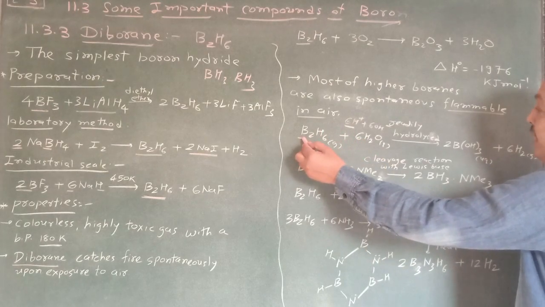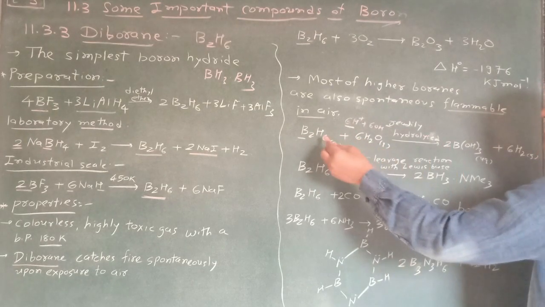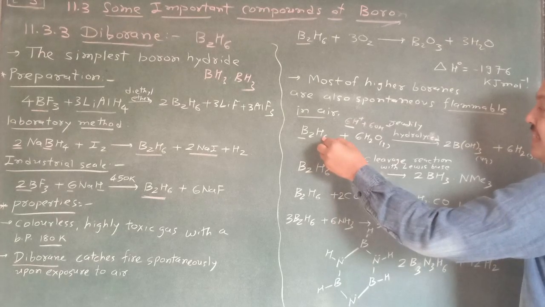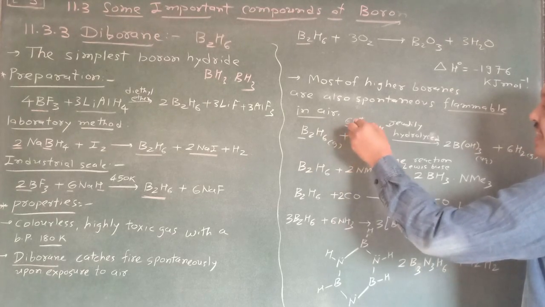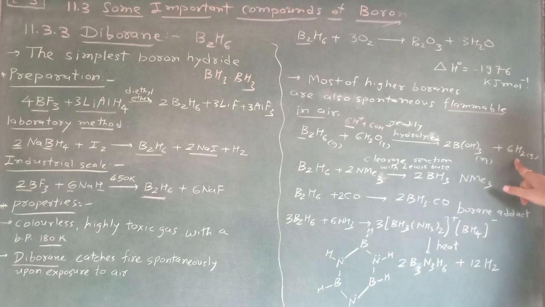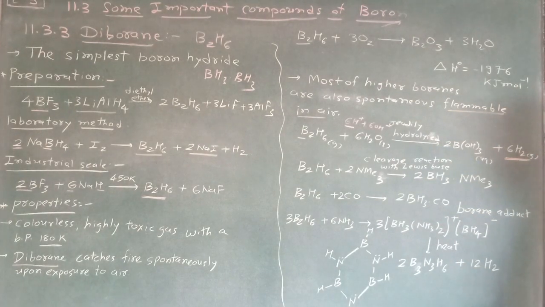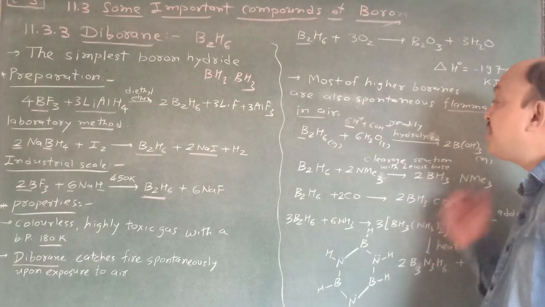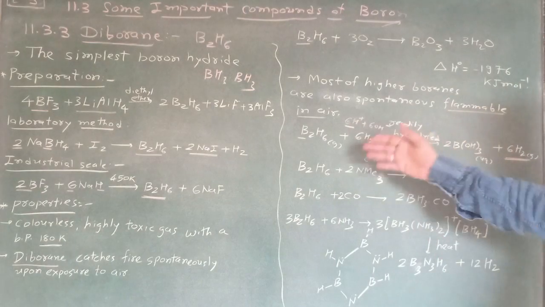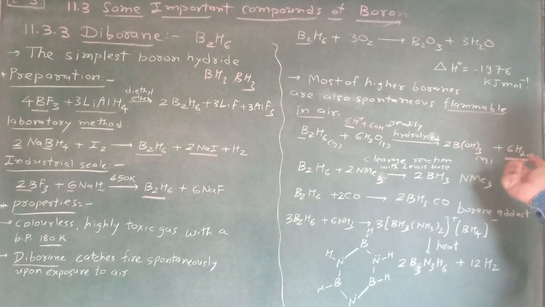Because just you see, this B2 is there, 2B, and this H6 is also there. That means here H and here H, so 12H. So how many moles of hydrogen gas are released? 6 moles of hydrogen gas are released. So this type of question may be asked in your competitive exam: when diborane reacts with water, how many moles of dihydrogen gas does it give? It's very easy, readily hydrolyzed, and 6 moles of hydrogen gas are released. So that's why different types of questions are asked here.